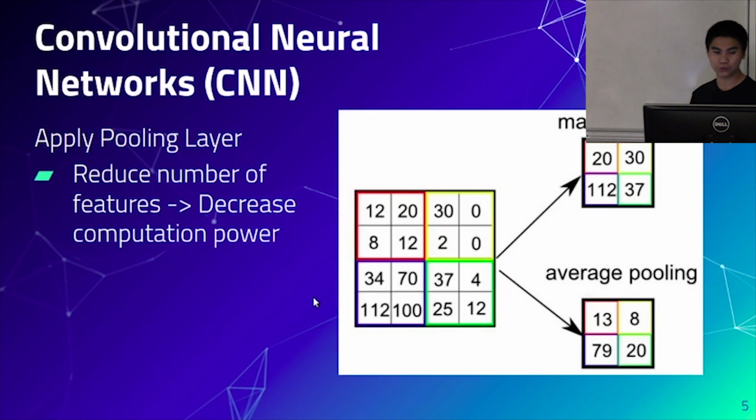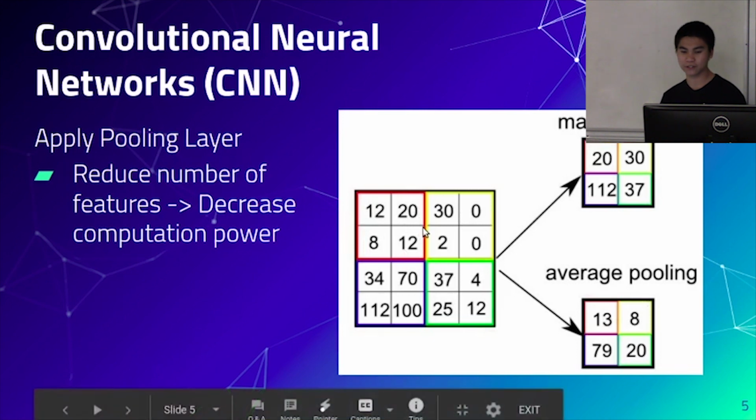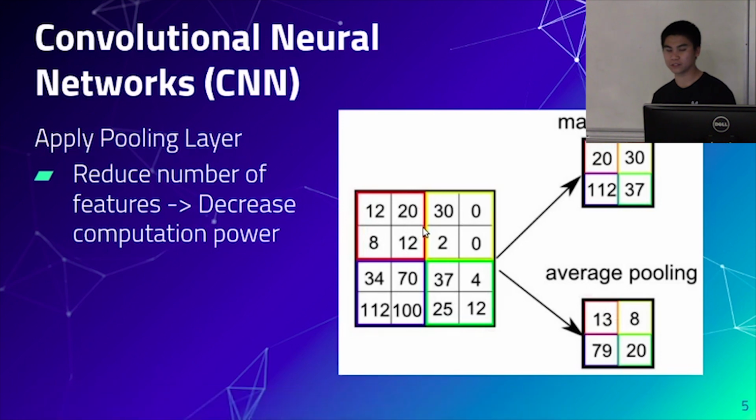And then after you put it through a convolution layer, you apply a pooling layer. There's two different types of pooling layers, max pooling and average pooling. Max is basically where it just takes the max of that grid, and average is taking the average of that grid. Max pooling is better for reducing noise because the smaller values get dropped. This also reduces the number of features, which decreases the computational power as well, so you can train your models faster.